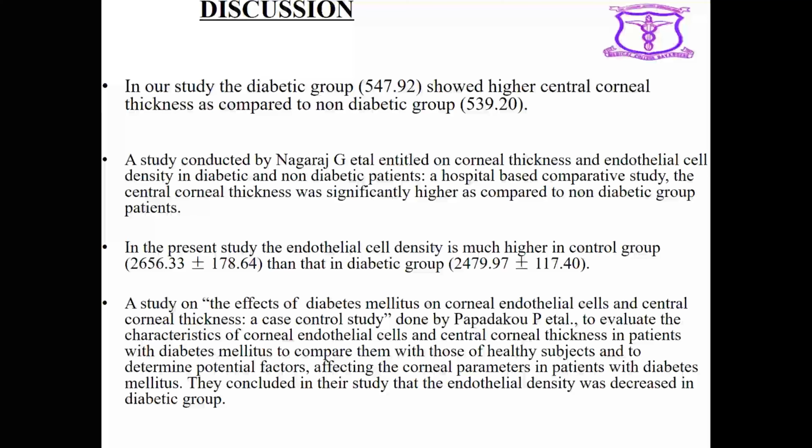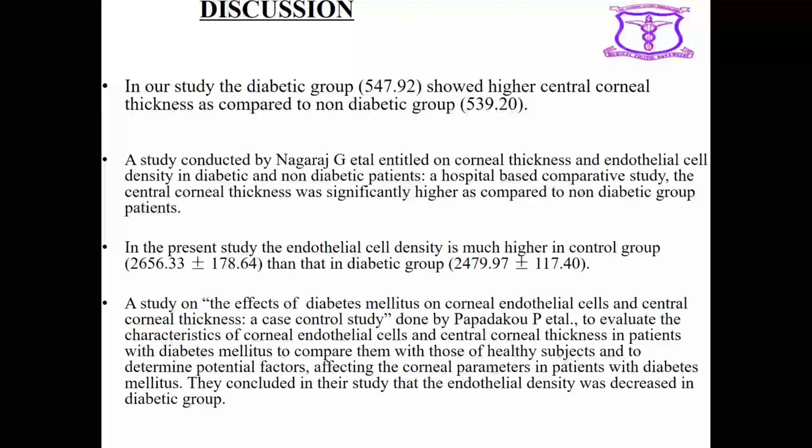And coming to the discussion, in our study, the diabetic group showed a higher central corneal thickness as compared to normal individuals.